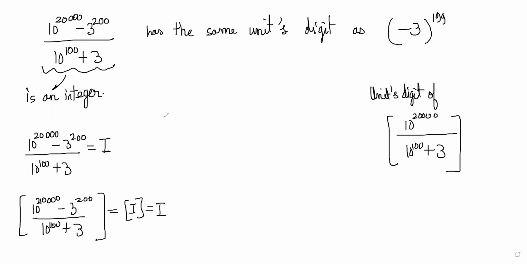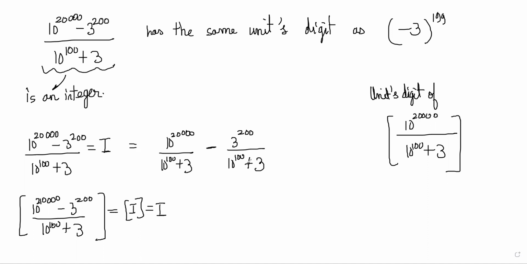Now I split this into two parts. I can split it like this. I can be written as 10^20,000 divided by 10^100 plus 3, minus 3^200 divided by 10^100 plus 3, right?